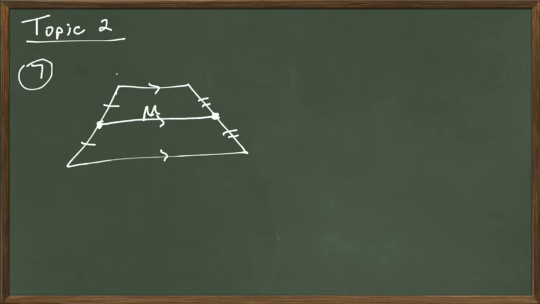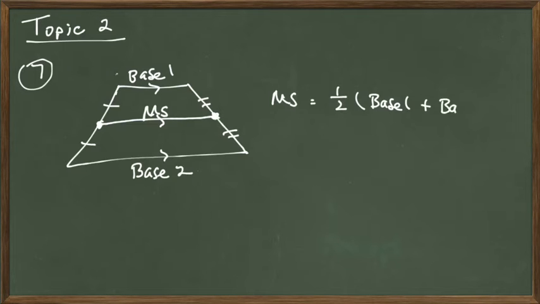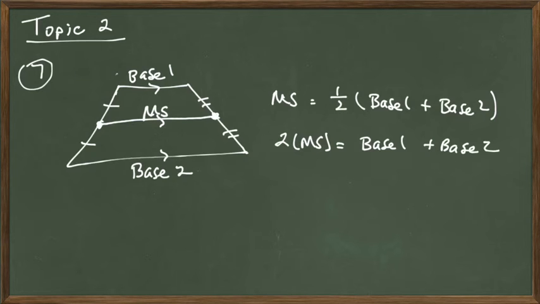Well, we learned a formula that said the mid-segment, this is the mid-segment right here. I guess I should label all of this. This is base 1 and this is base 2. The mid-segment equals half of those bases added together. So base 1 plus base 2. Or you can say 2 times the mid-segment equals those two bases added together. So that should help you with that one.